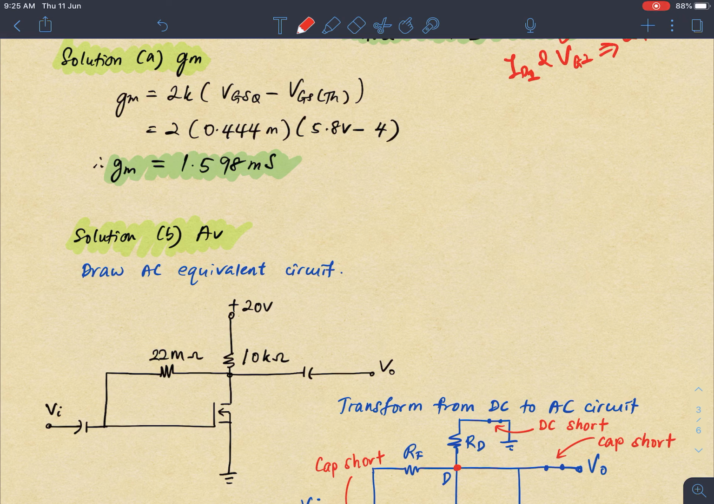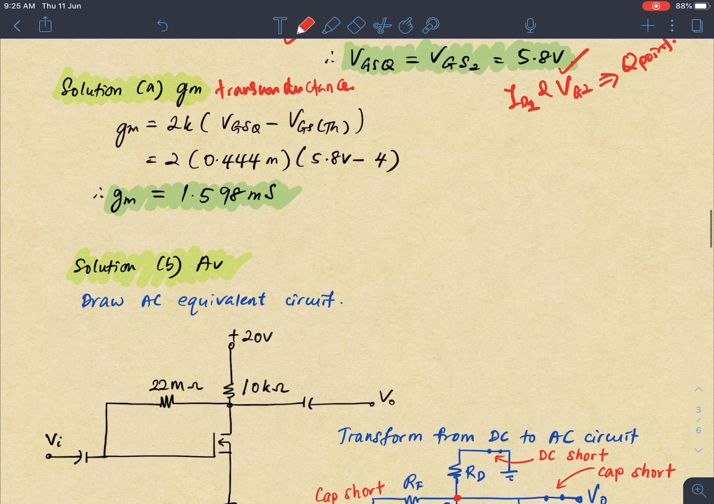Now we continue with the transconductance GM. Remember, GM is transconductance. So by using the formula, do you know where this equation comes from? This equation comes from ID, and we do the differentiation here to get GM.